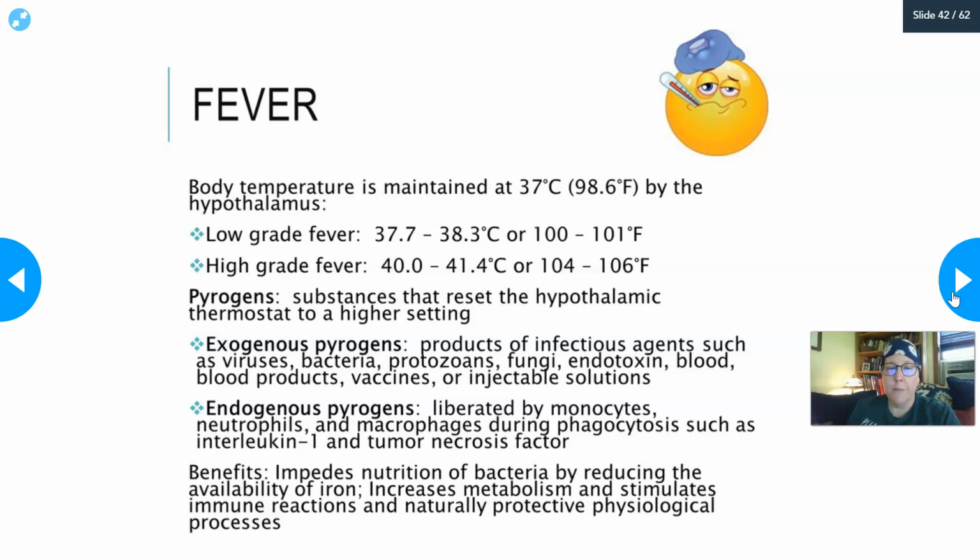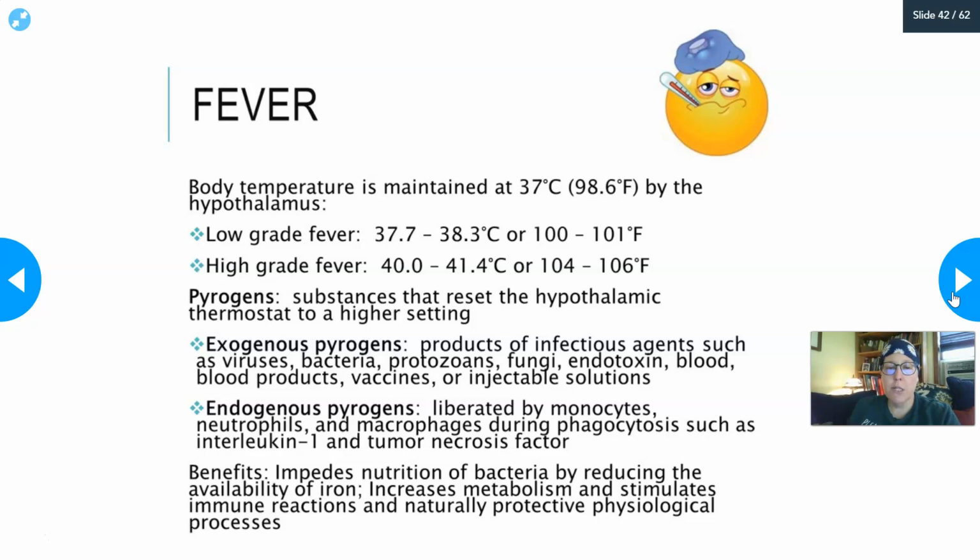So those are the various fevers. If your body temperature is lower than 37 Celsius or 98.6, you may have thyroid issues, and it can be a little bit harder to detect a low-grade fever in a patient that normally has lower body temperature.